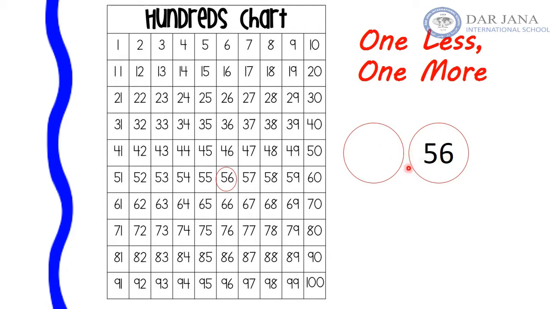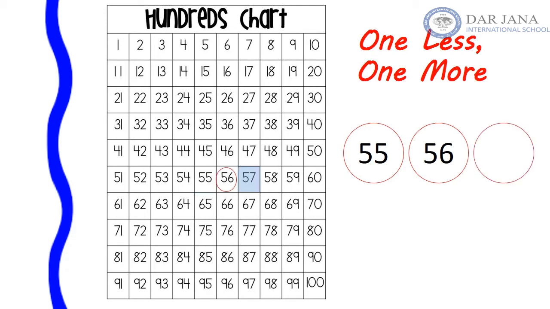So when we go to the hundreds chart, 1 less means that we have to move to the left. So the number that is 1 less than 56 is 55. So 1 less than 56 is 55.